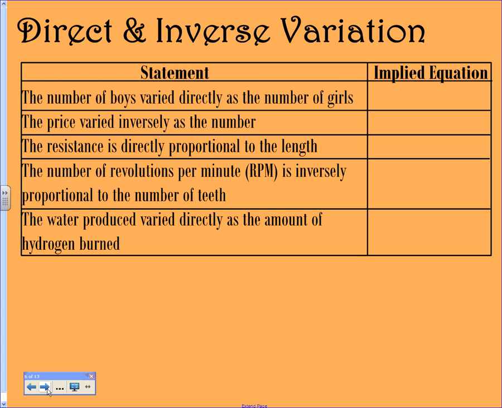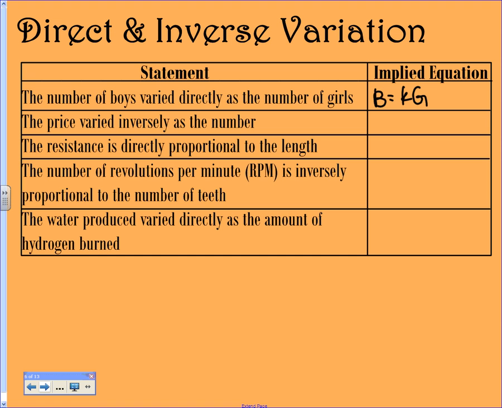So we're going to practice these, and you don't have to write these examples down. We're just going to practice making the equation. The number of boys vary directly as the number of girls. That would be your equation. A constant. It's just a constant.